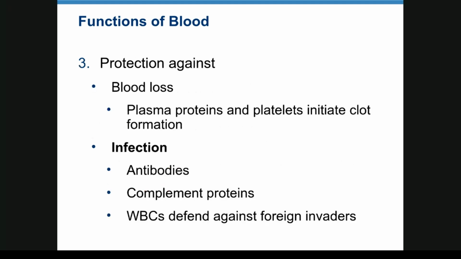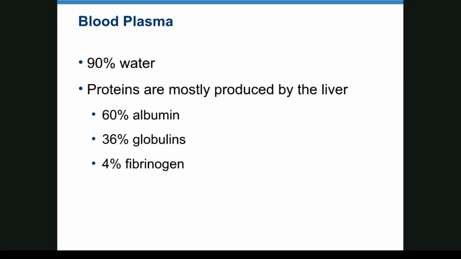It has its own protection against blood loss: plasma proteins and platelets that cause clot formation. Against infection, we have antibodies, complement proteins, and white blood cells, all in the bloodstream to get rid of outside invaders.